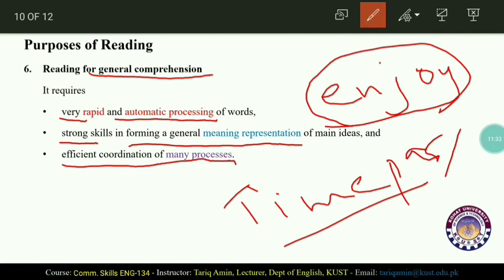So we discussed some of the purposes of reading a text in today's class. Whenever we do something, there is always some purpose behind it. Same is the case with reading. Reading is a highly complex mental activity. So there are always some purposes behind reading different texts.